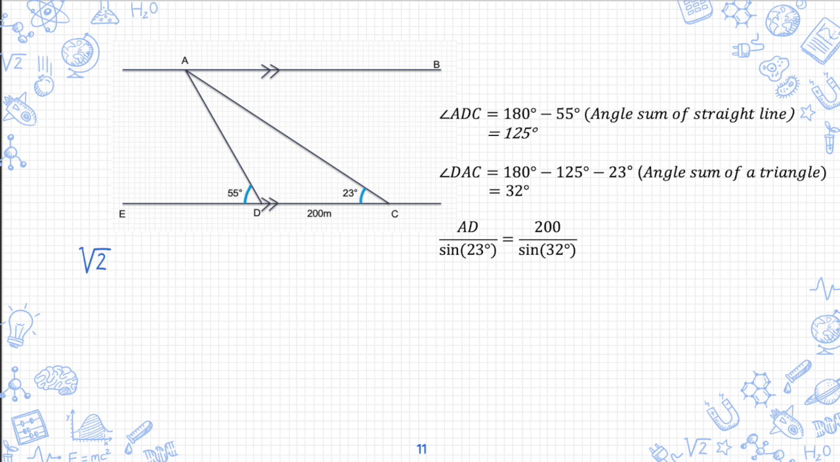Now that we have these values, we can put them into the law of sines. So that becomes AD over sine 23 degrees equals 200 over sine 32 degrees. Now for the last step, we make AD the subject. We do this by multiplying the RHS by sine 23 degrees. If we solve this, it would become AD equals 200 times sine 23 over sine 32, which is also the RHS of the question.